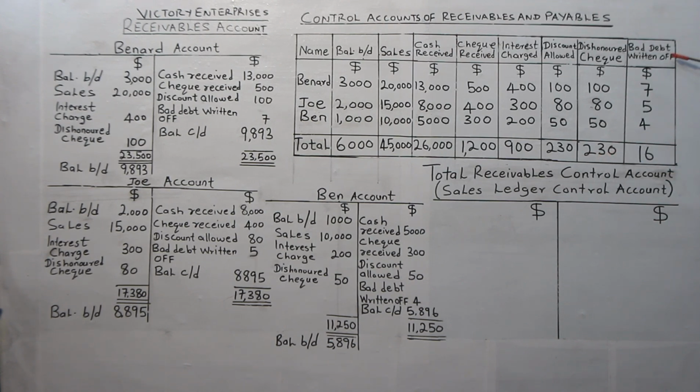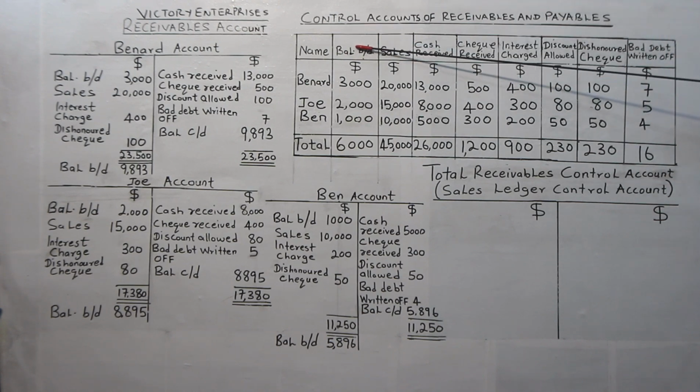We have bad debt written off. We have 7 for Bennett, 5 for Joe, and 4 for Ben. That gives us a total of $16. Now, it is with this total that the organization will work with. Remember that we are preparing this account for Victory Enterprises.